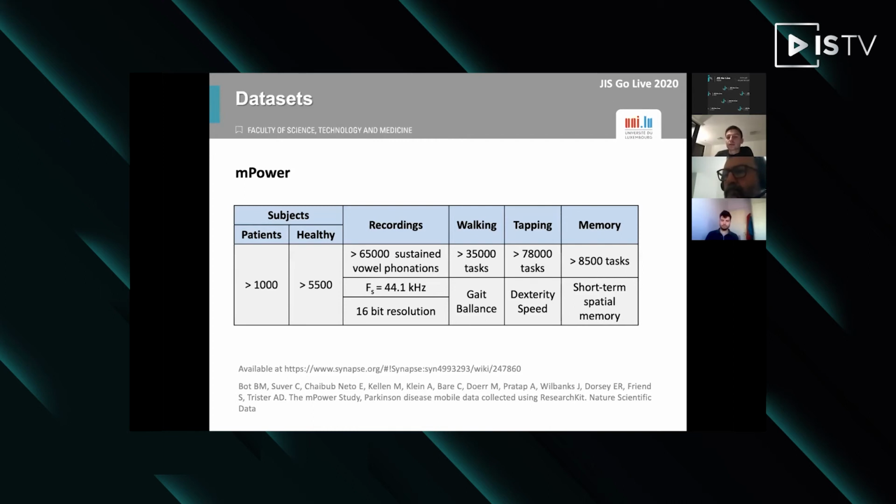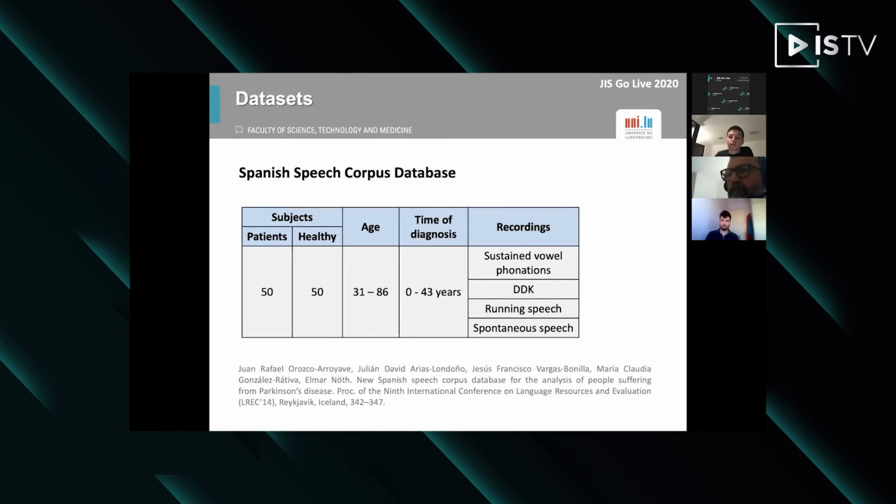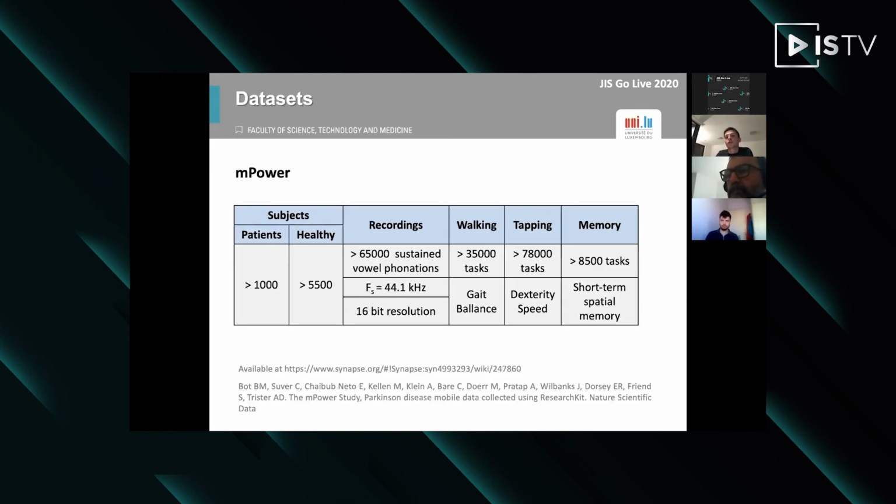Then there is a tapping task where they are asked to tap the mobile phone upon some stimulus, and there is a memory task where the task is actually to repeat images in a particular order in order to assess the short-term spatial memory.